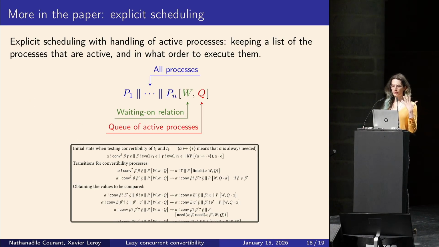We also present an explicit scheduling algorithm to show that it can be realized, which keeps a list of active processes. So active processes are those that are useful and needed for the evaluation to complete. And once a process becomes inactive, then we remove it from that list, or we add it to this list, depending on whether we need to execute it or not.